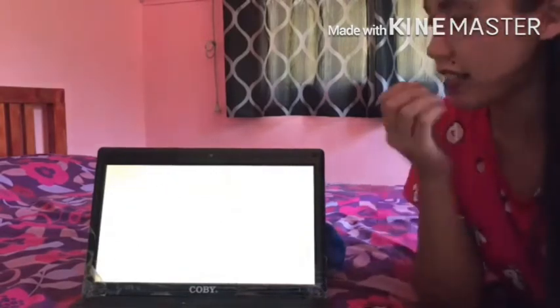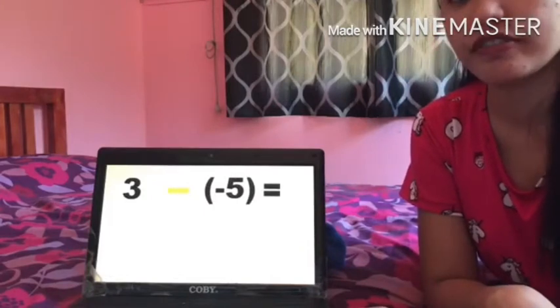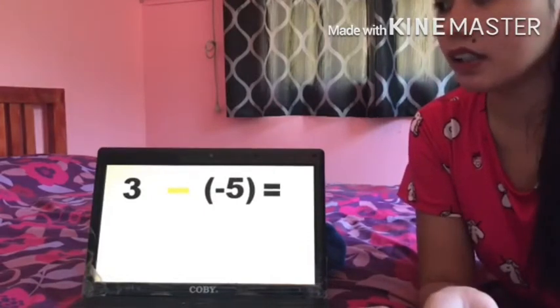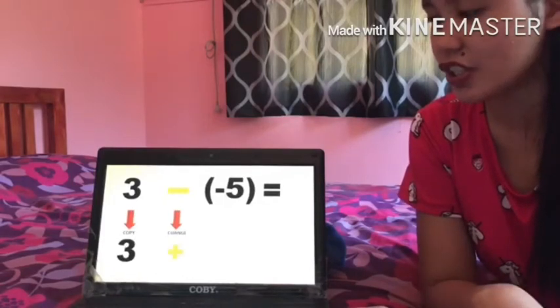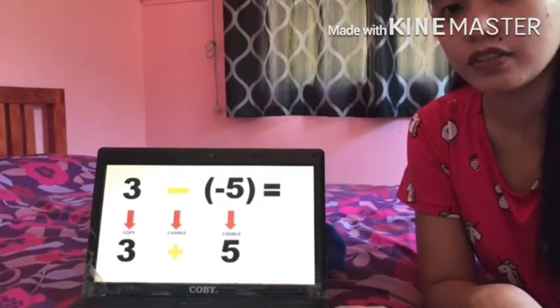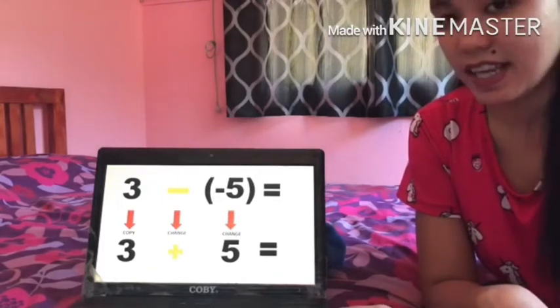Gets? Next example. Suppose you have 3 minus negative 5. Applying the rules, the CCC, copy, change, change. The opposite of negative 5 is 5. So you add 3 plus 5, that is 8.